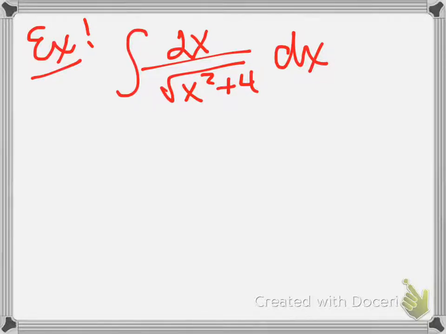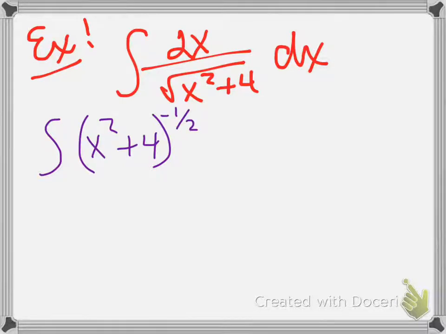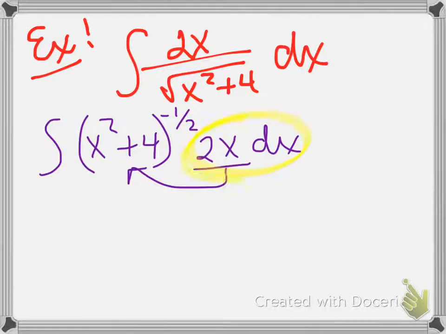Alright, let's look at another one. This one I want to rewrite first. So I'm going to rewrite this as x squared plus 4 parentheses to the negative 1/2 power, and then next to that we'll have the 2x and the dx. So let's check. Does this work out? Is 2x the derivative of x squared plus 4? Yes, it is. So we're going to group the 2x with the dx.